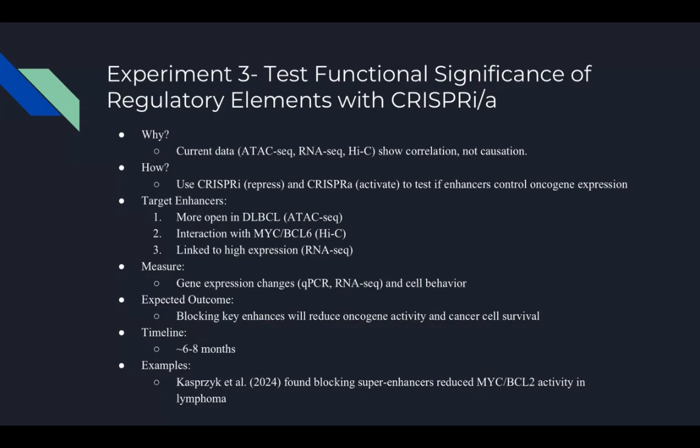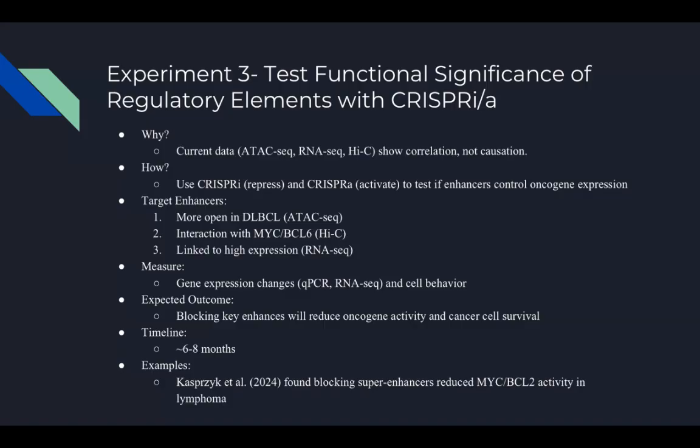I'll be presenting experiment 3, testing functional significance of regulatory elements with CRISPR interference and CRISPR activation. The techniques used in prior sections, including ATAC sequencing, RNA sequencing, and Hi-C, are used to show correlation when identifying regions where there are changes in gene expression in diffuse large B-cell lymphoma.